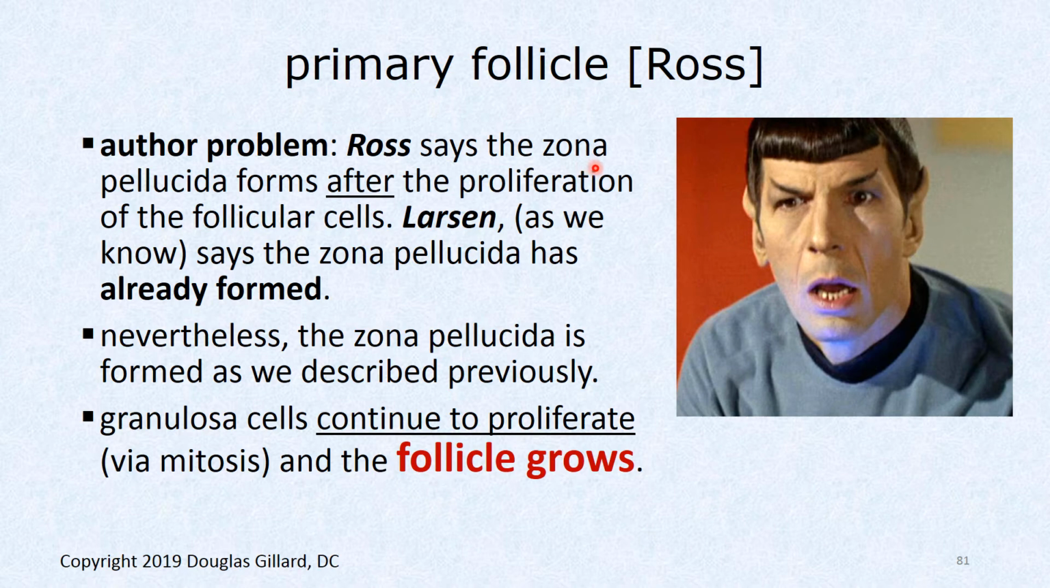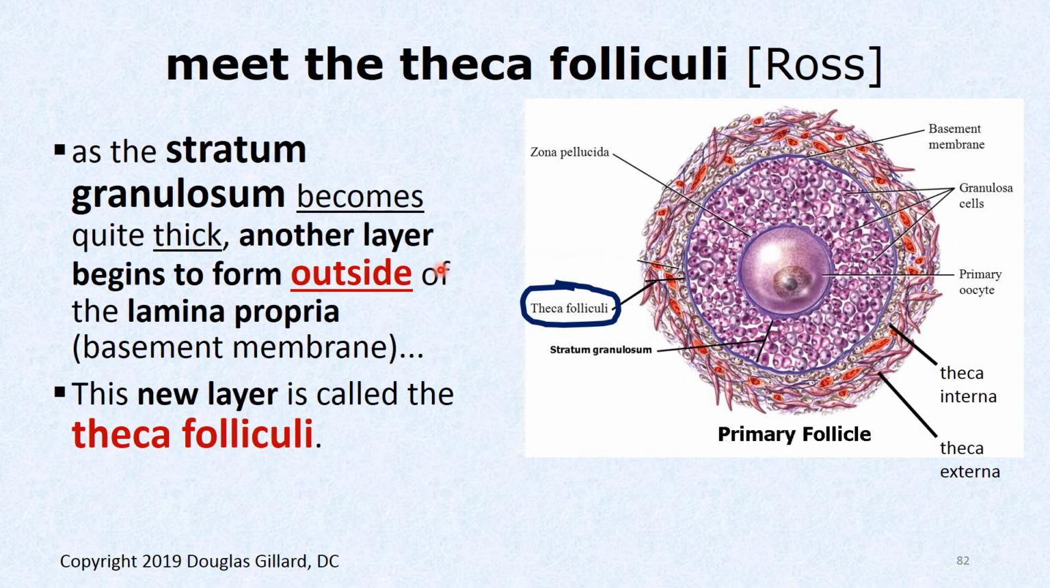So, author problem. Ross says that the zona pellucida forms, as I said already, after the proliferation of the follicle cells. Larsen says the zona pellucida has already been formed before the word primary follicle is used. So I think we already talked about that. I could probably take that slide out.